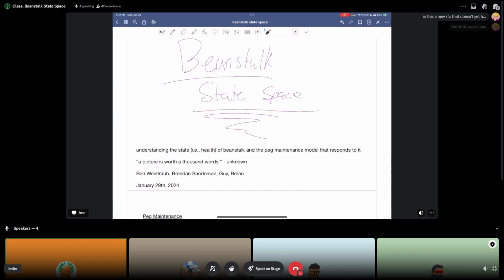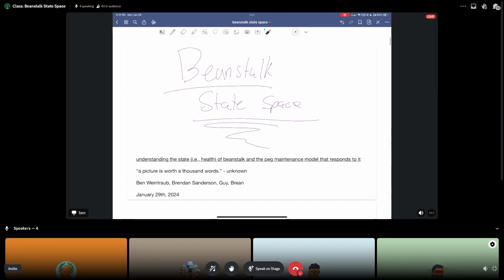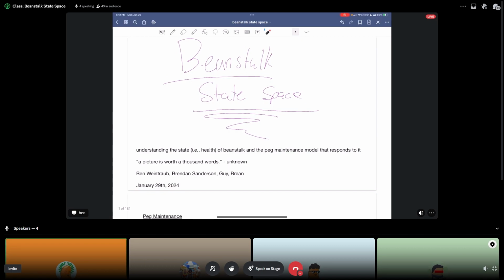I see the question, is this a new RFC? No, this is just a discussion that sort of explains the intuition behind most of, or a significant portion of the outstanding RFCs. So, given the extent to which they change Beanstalk, or propose to change Beanstalk, figured it would be a good idea to spend the time to write it down, and then also spend the time to talk about it. So that's what we're doing here. So, without further ado, let's talk about what Beanstalk is actually doing.